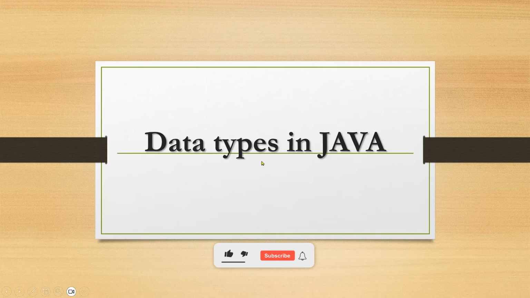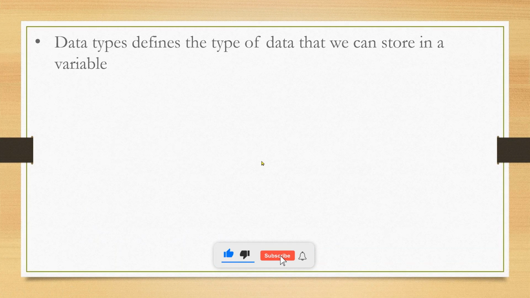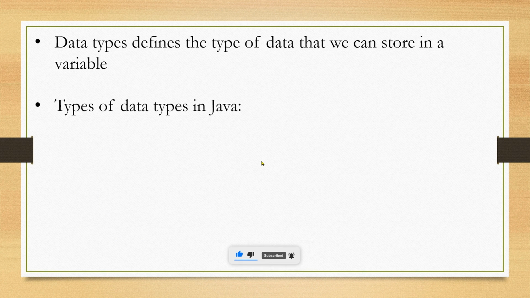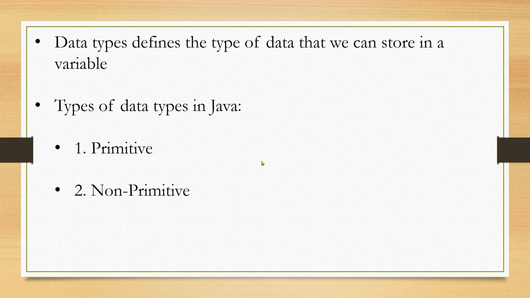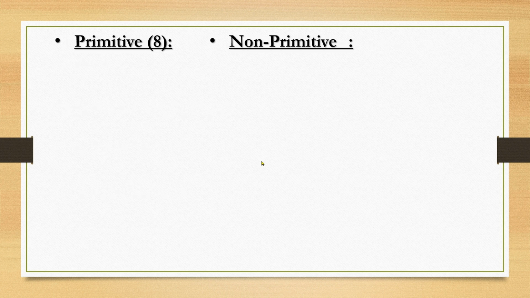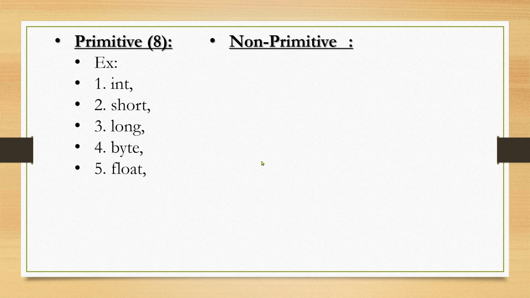Data types in Java. Data types define the type of data that we can store in a variable. Types of data types in Java: primitive and non-primitive. Primitive data types are 8. Example: int, short, long, byte, float, double, char, and boolean.